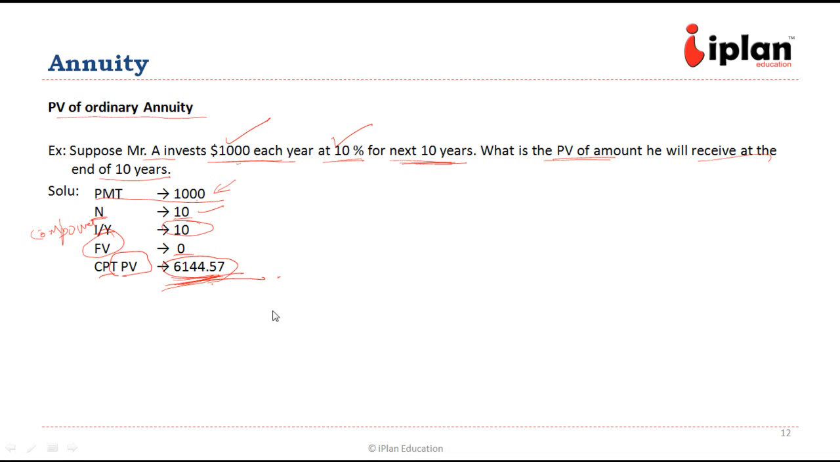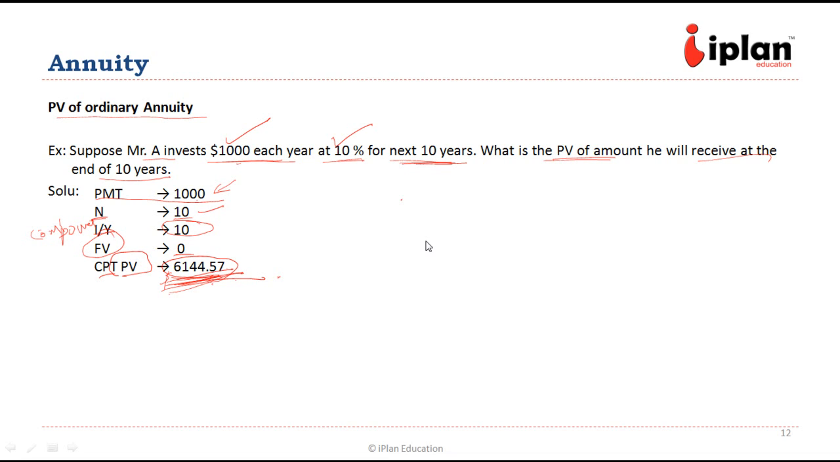Or we can also interpret it in other terms. If somebody has taken a loan of $6,144.57 today, he can return the loan in terms of annuity. Every year the person has to pay $1,000 for 10 years. So this amount will include the principal, which is this, and the interest, whichever is applicable. So the concept of annuity can be interpreted in any of these ways.